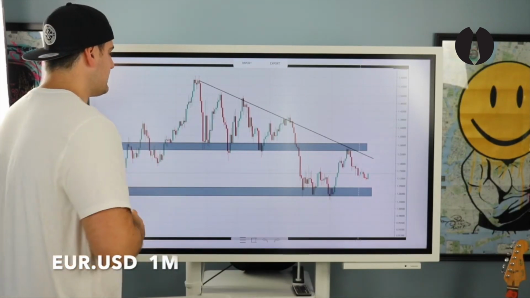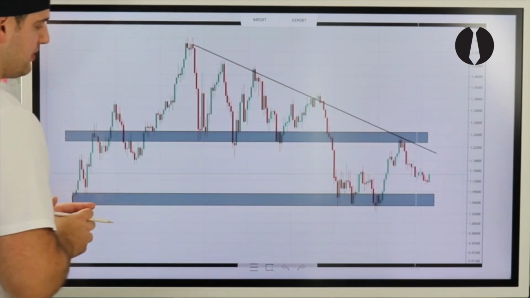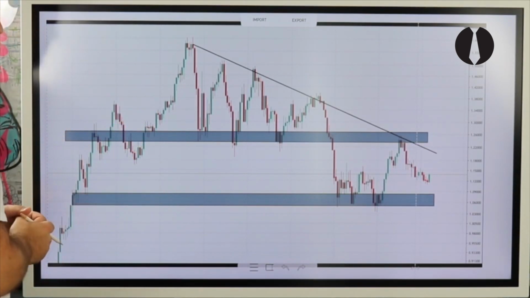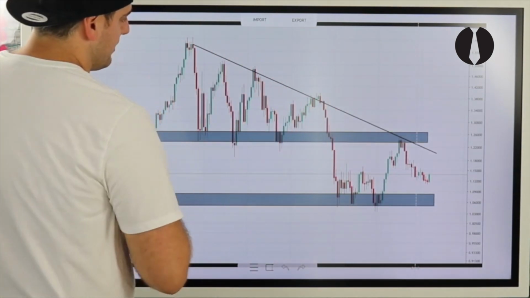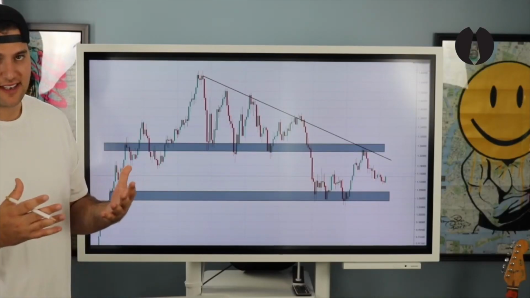We've got an analysis coming up on EUR/USD. Let's get into it. Starting on the monthly, as usual, what do we do? We identify area sensitivity. So here's our upper monthly and lower monthly zones, and our higher time frame downtrend, as we identified lower highs.